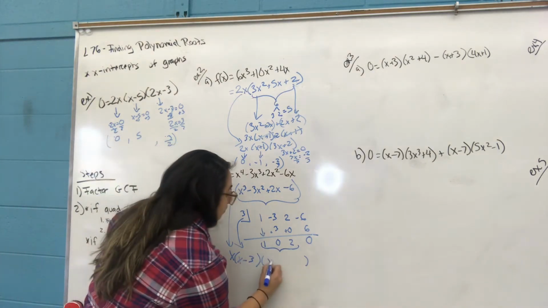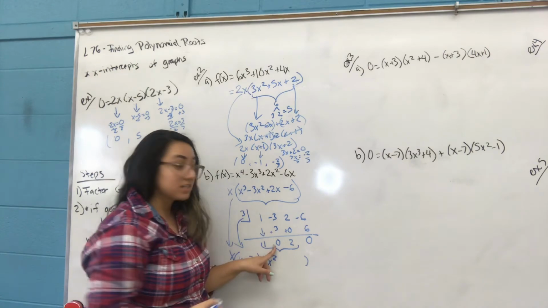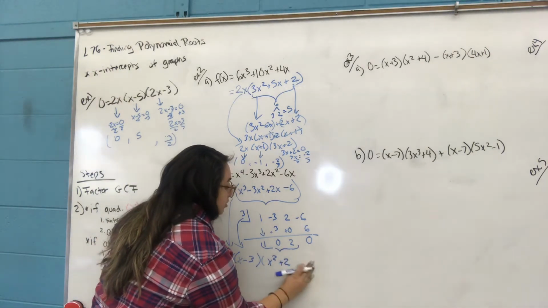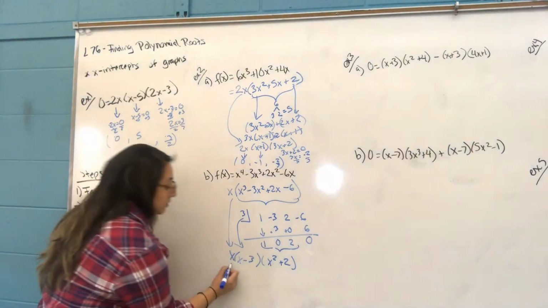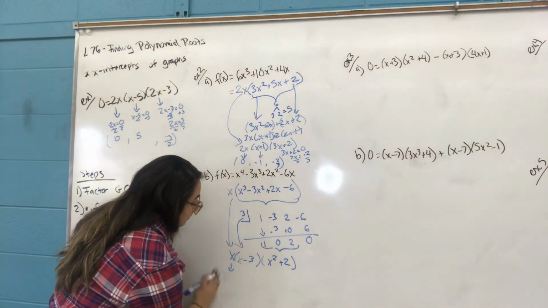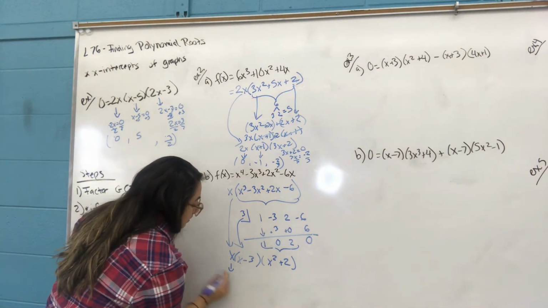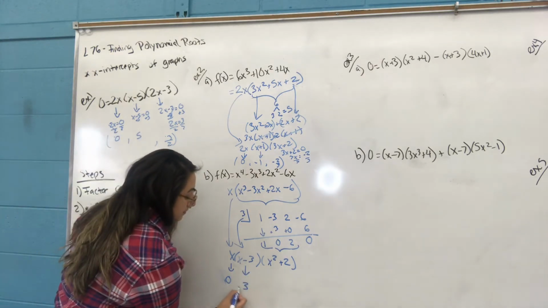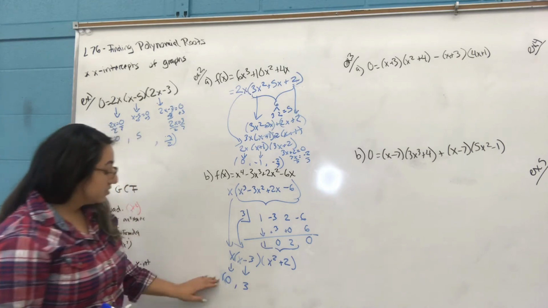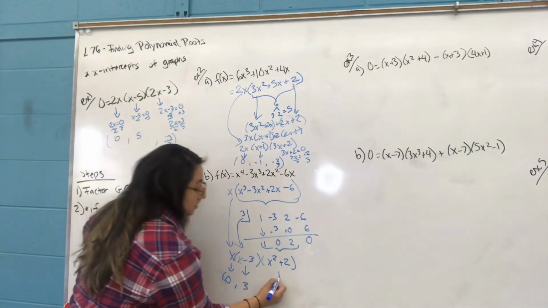So here I have 1x squared, I don't have an x, and I have plus 2. And now, since I have all 3 of them, I set them equal to 0. So x is equal to 0. x minus 3 equals 0. I'll end up with 3. So that graph intercepts at 0 and 3.